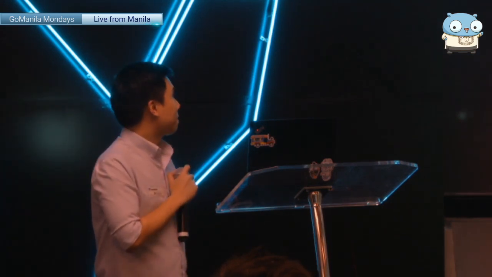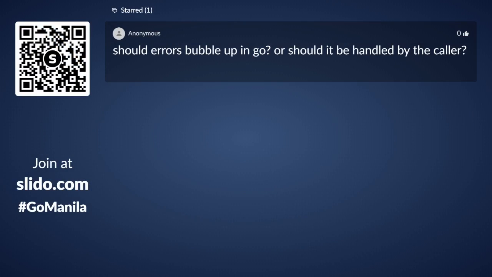Any more questions? Should errors bubble up in Go, or should they be handled by the caller?